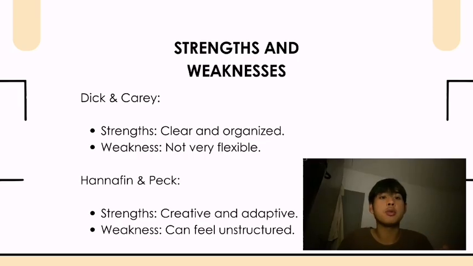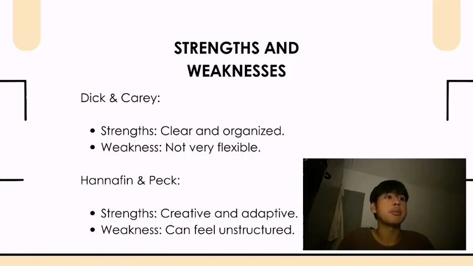For example, we're training or teaching people to use new tools at work. So that's the strength of Dick and Carey. The weakness of Dick and Carey is it's not very flexible. Unlike Hannafin and Peck, which is flexible, in Dick and Carey it's hard to make changes or adjustments in our plan.